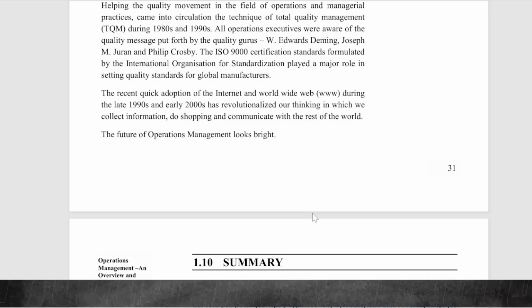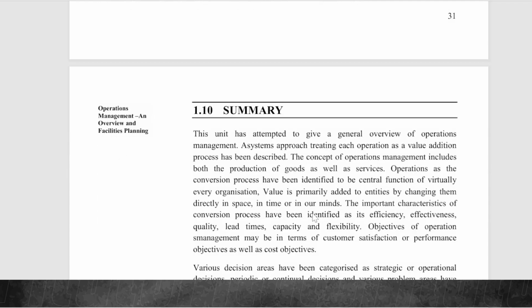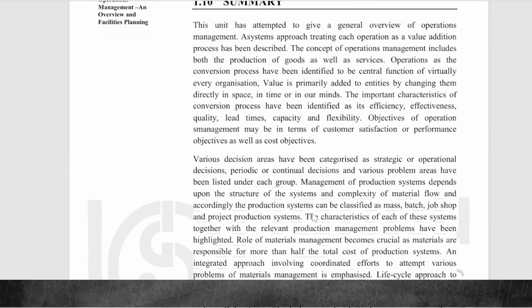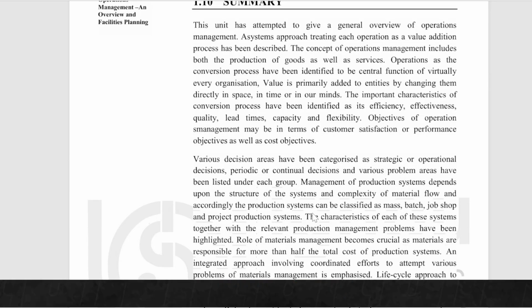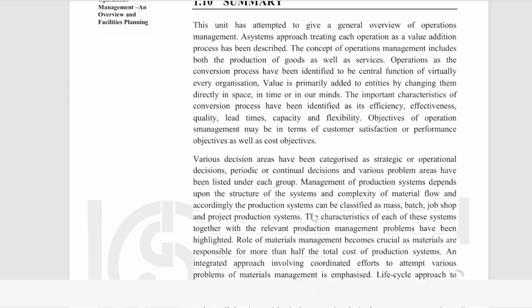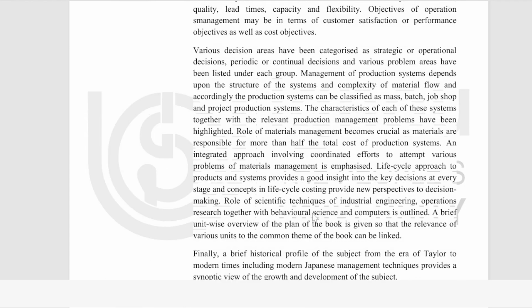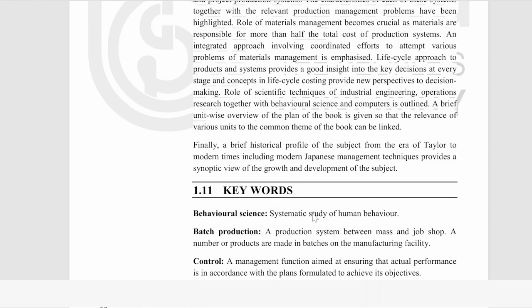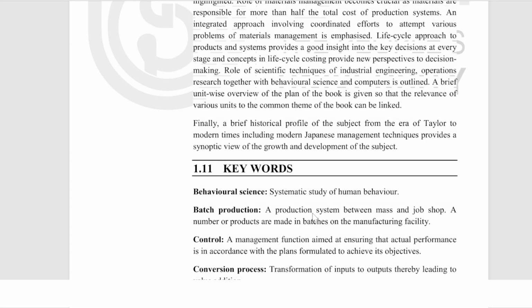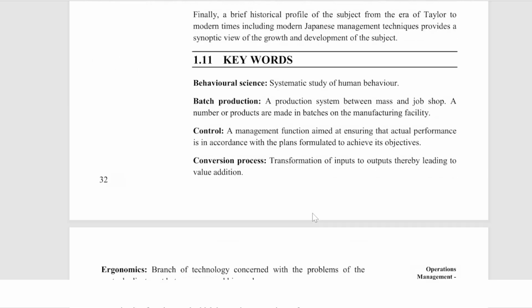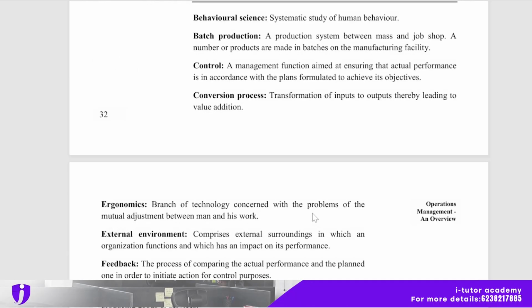So, the summary of this unit is here. This unit has attempted to give a general overview of operations management. A systems approach treating each operation as a value addition process has been described, and the concept of operations management includes both the production of goods as well as services. We already discussed all these things, and in brief a historical profile of the subject also we discussed. So that's the summary, and the keyword section is here.